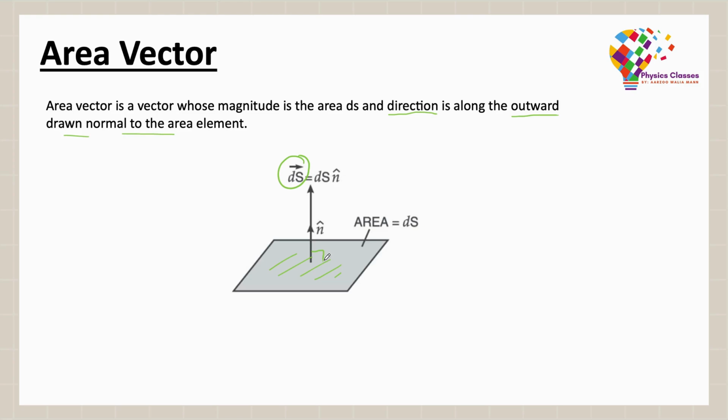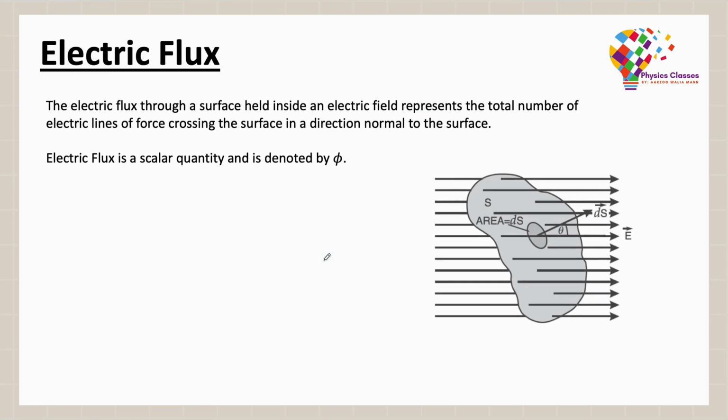Now let's talk about the electric flux. Now electric flux firstly is represented by phi, and it is simply the amount of electric field that is passing through a particular area of a conductor or a surface. So we can also say it is the total number of electric field lines that are crossing through the surface in a direction normal to the surface.